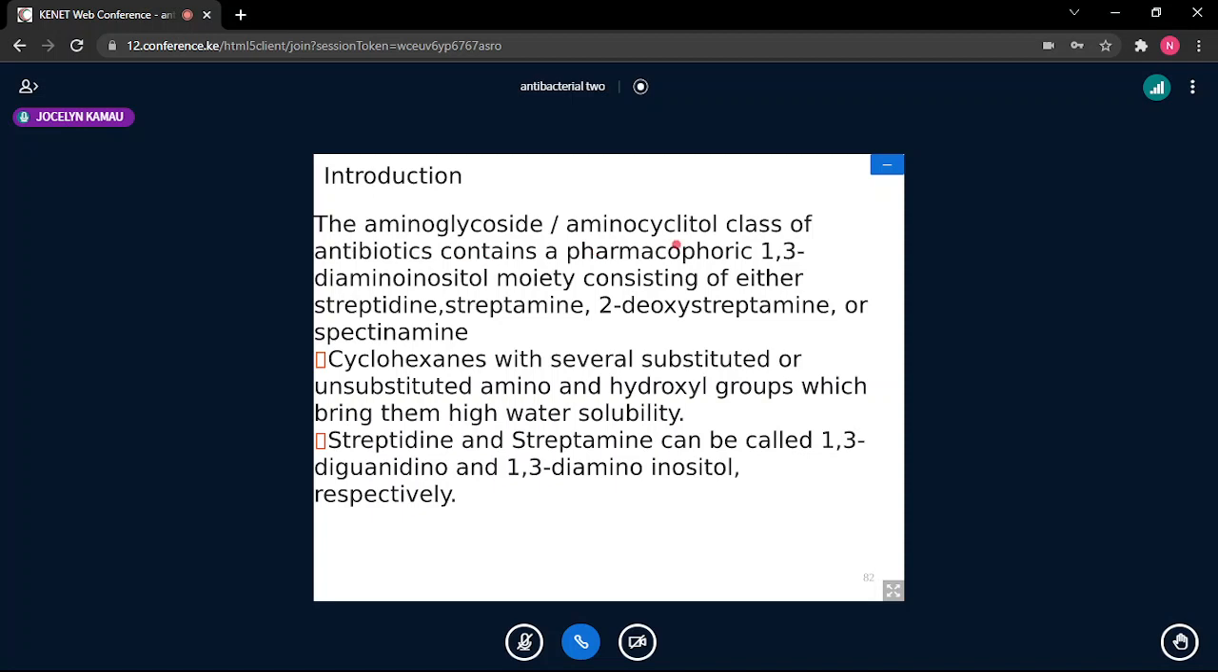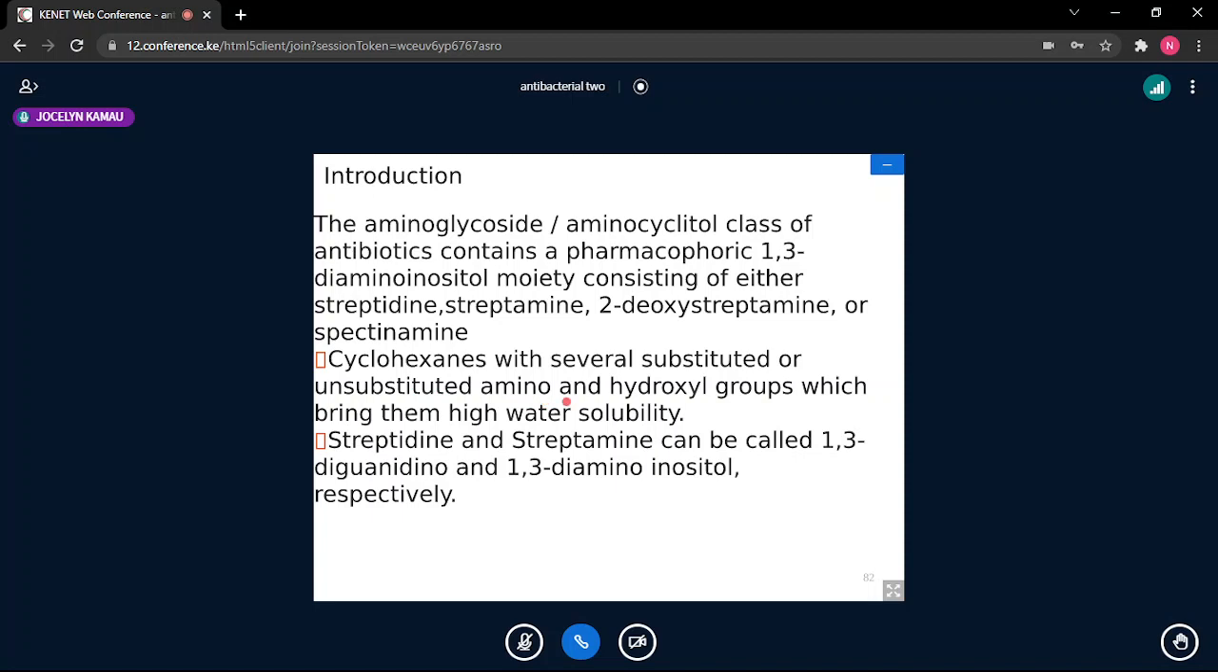The aminoglycosides or aminocyclitol class of antibiotics contains a pharmacophoric 1,3-diaminoinositol moiety, and we have said the inositol is the same as the aminocyclitol. Inositol is that moiety which is cyclohexane substituted. The aminoinositol moiety consists of either streptidine, as in streptomycin, streptamine, I don't have an example, 2-deoxystreptamine, or the others that we have looked at, also spectinamine, where we have spectinomycin. So it's streptamine, we do not have an example.